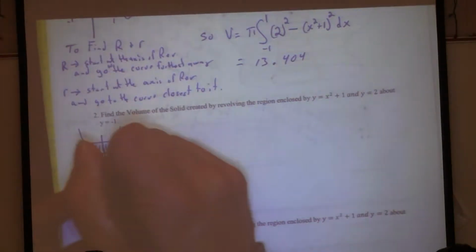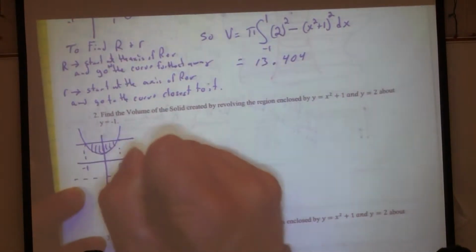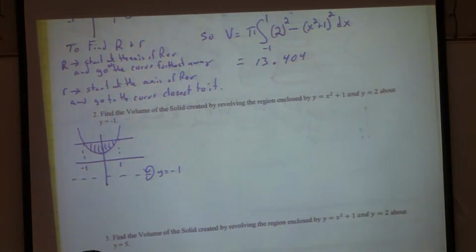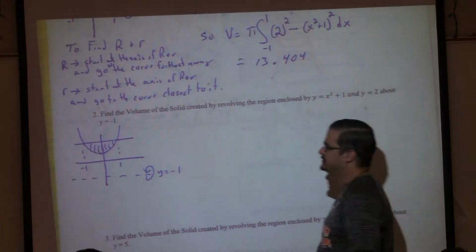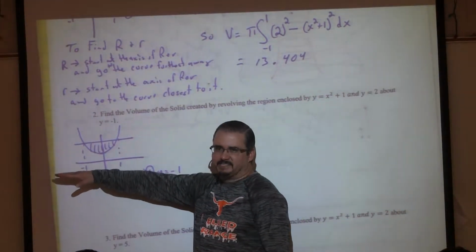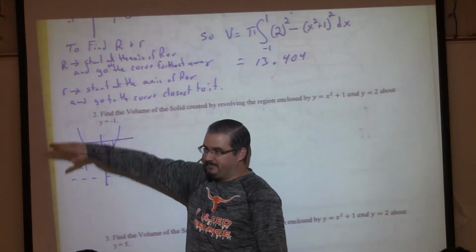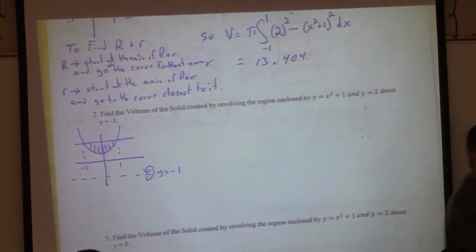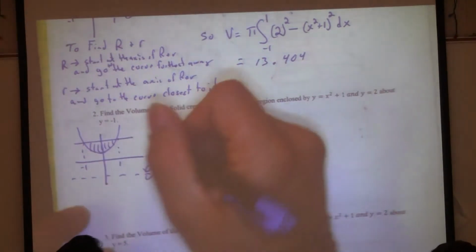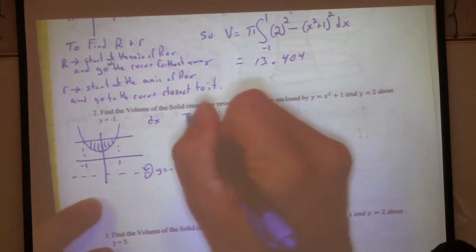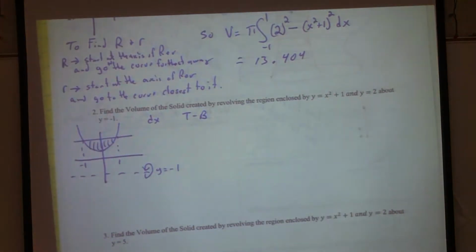Again, are we going from negative 1 to 1 still? Is this still a dx problem? Why? That axis of revolution looks like the x-axis. It's a horizontal line. So this is still a dx problem, and it's still a top minus bottom problem in order to find the radius.